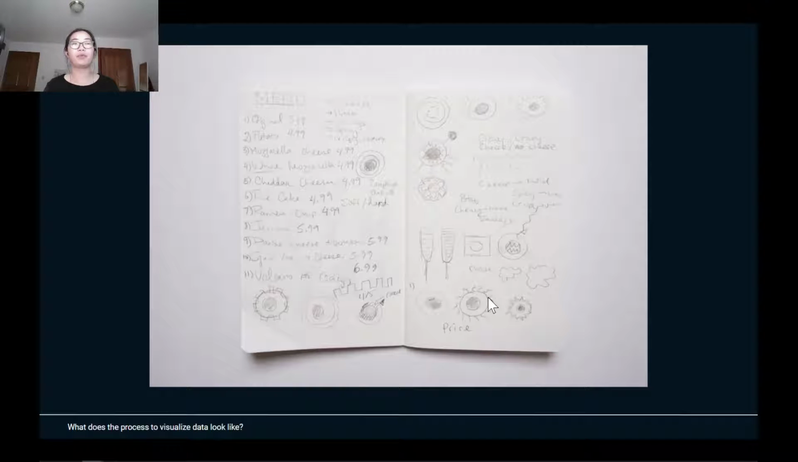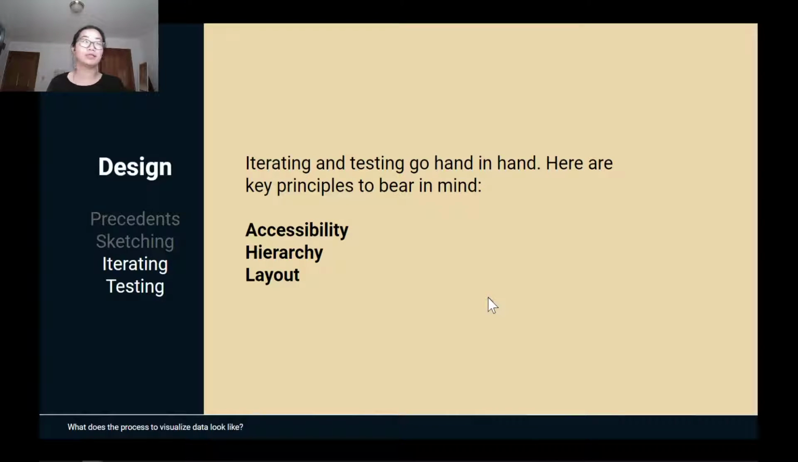When you understand how you react to it, you know how to make it better, or you know how to change it. That leads to the next section, which is iterating and testing. I think these two go hand in hand. It's important to understand that as you're developing something, you should try to test it out on someone. Have a friend or family member look at it and see how they respond to it. Do they react in the way that you want them to react? Do they notice the things that you want them to notice? And if not, then you keep building on that.